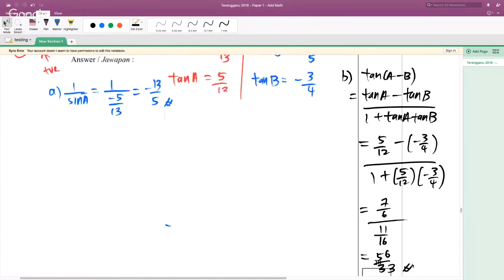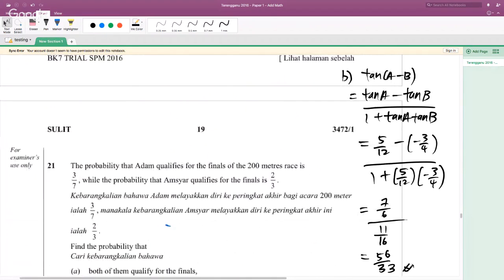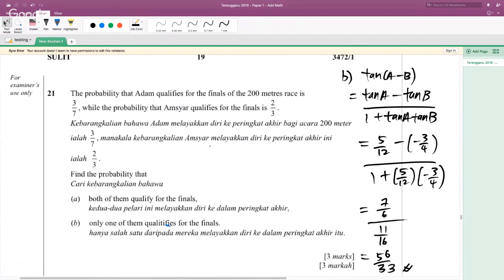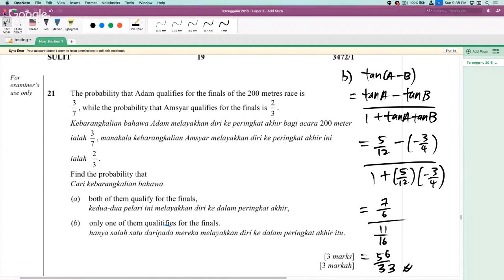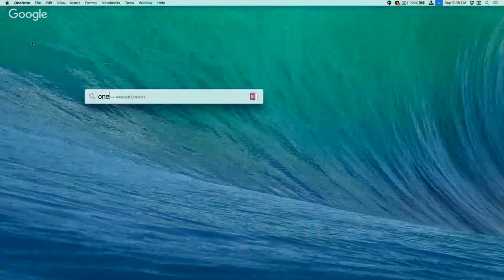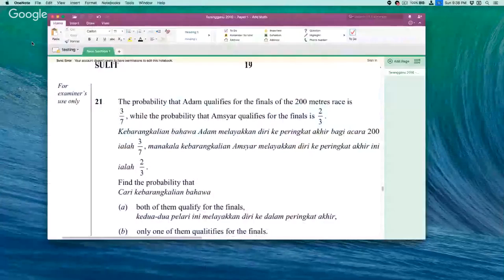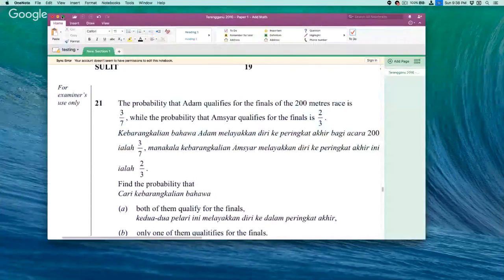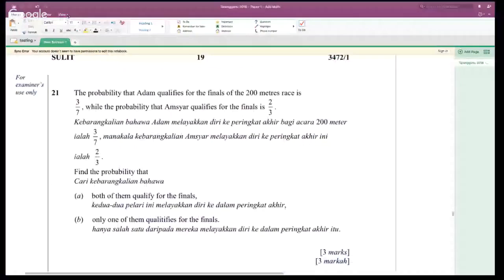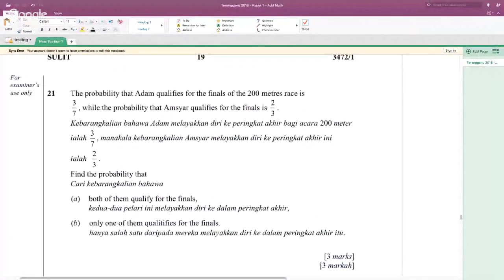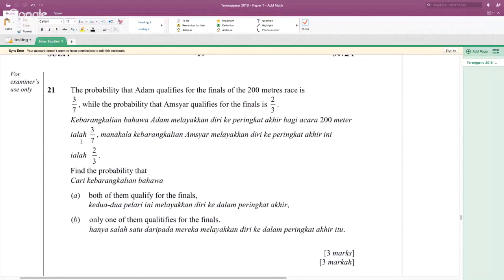Okay, so I'm going to move on to the next one, and it hangs again. 21. So since it hangs again, I have to do like usual. I have to close it, and then I have to open it. Now you see some table here. Okay, so let's go to question 21.